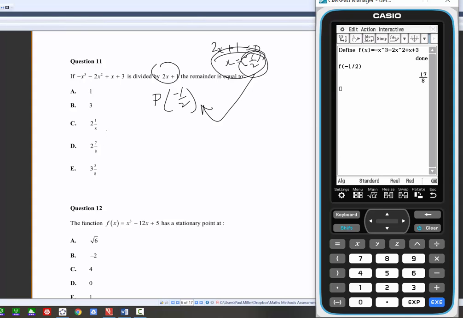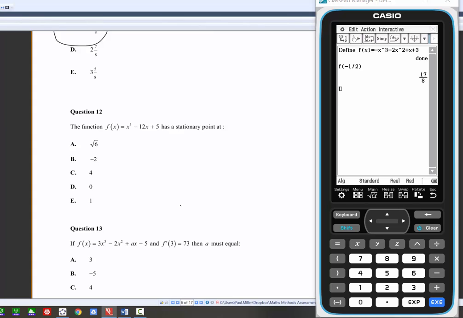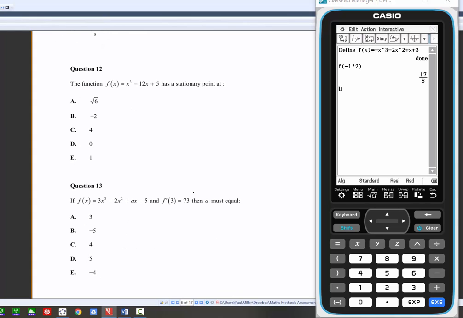2 and 1/8. There it is. 2 and 1/8. Function f of x has a stationary point at, I presume, what x value?